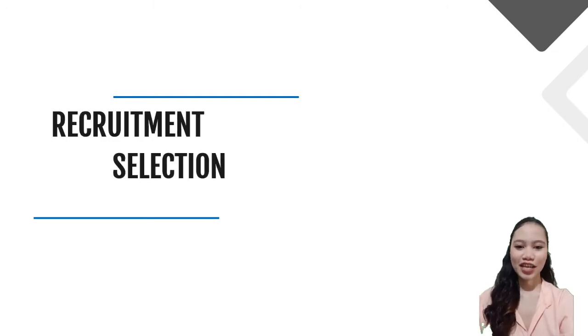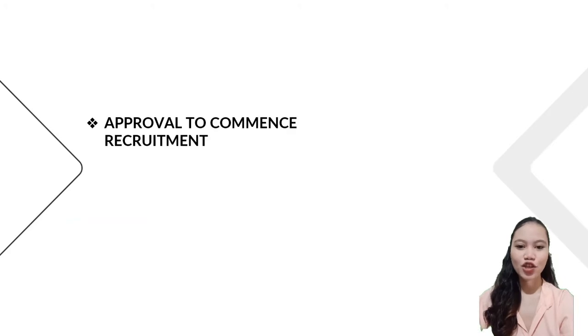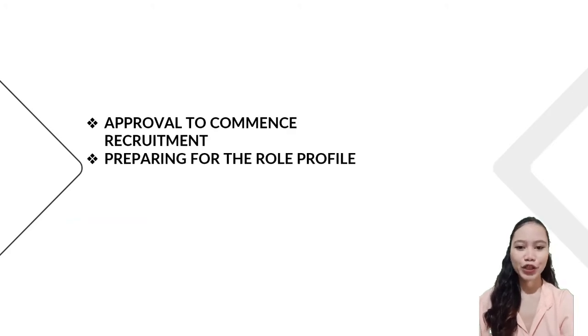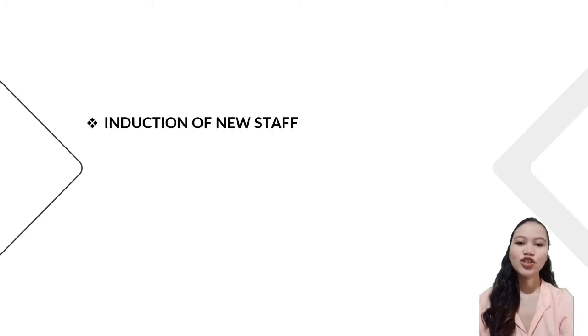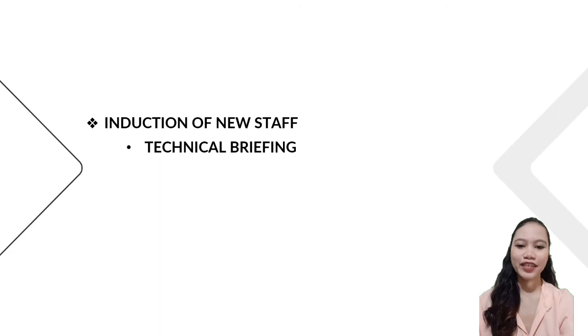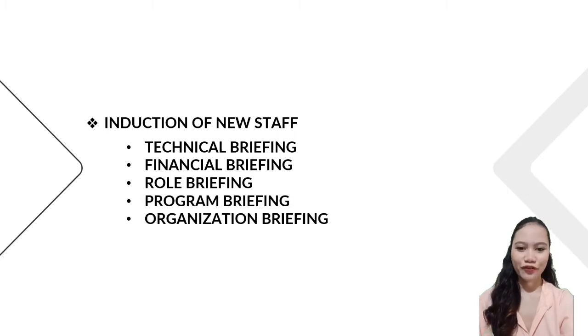Hi everyone. We will now discuss the process of recruitment, selection, and induction program that a company must have. The processes are approval to commence recruitment, preparing for the role profile, candidate attraction, candidate assessment, offers of employment, and lastly, induction of new staff like technical briefing, financial briefing, role briefing, program briefing, and organization briefing.